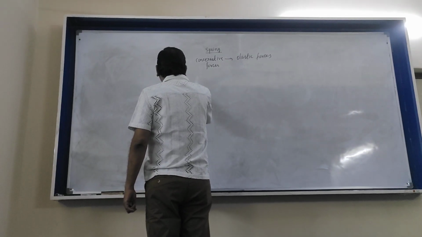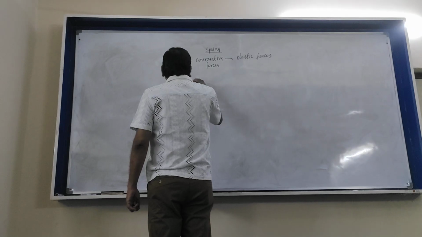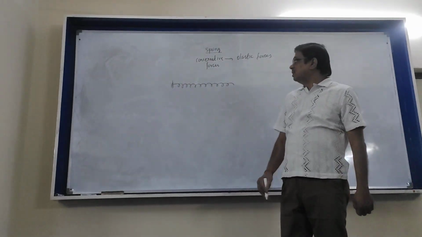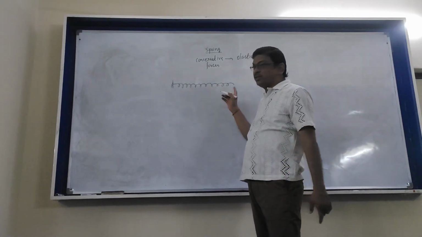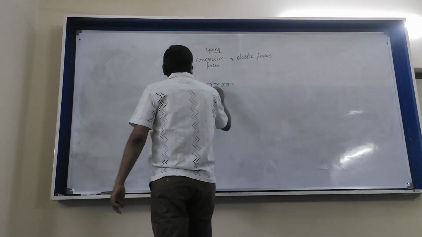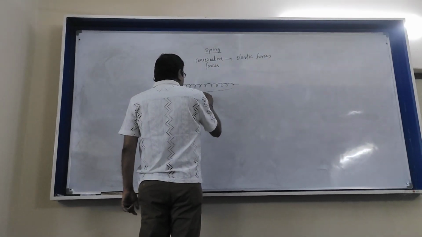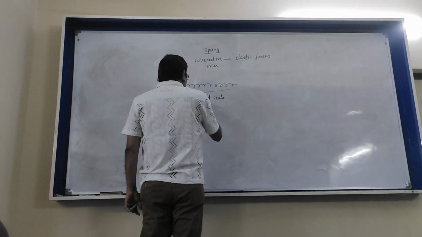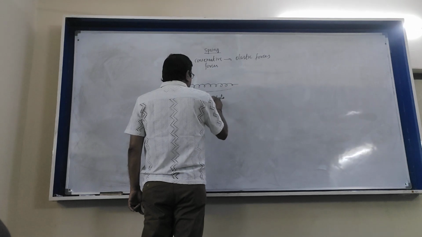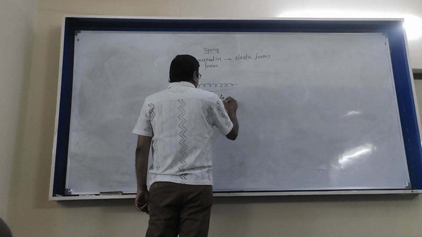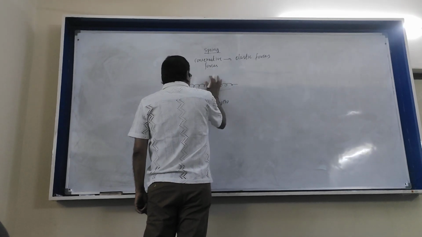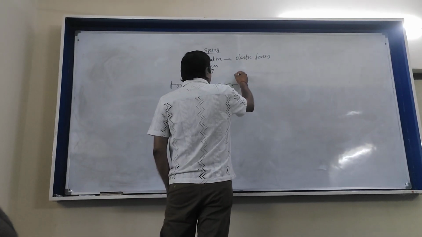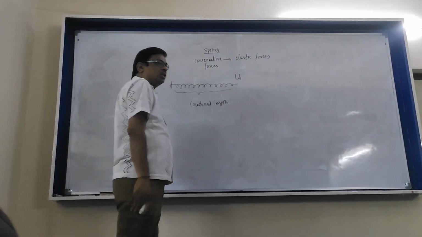Okay. So suppose you fix one end of the spring, and the spring now is in the relaxed state. This is the natural length, which means the spring is in the relaxed state. Actually, it should be like this. This is the natural length, hence it is in the relaxed state. So it will have a certain potential energy. Let us take the potential energy as U naught.